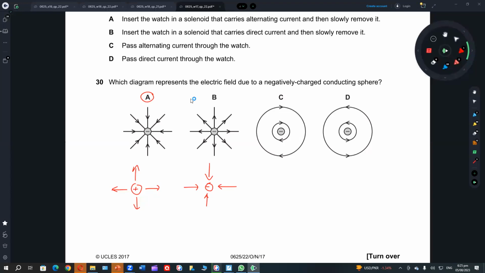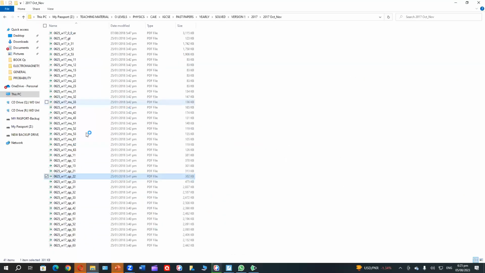A, because the field lines are coming out of plus and going into minus. What's the convention? The lines always point away from plus and towards minus, in the proper direction. Good. Okay, find the next question, Ahmad.